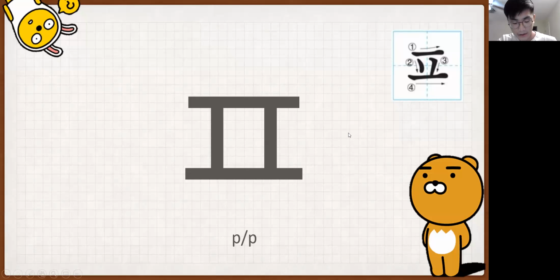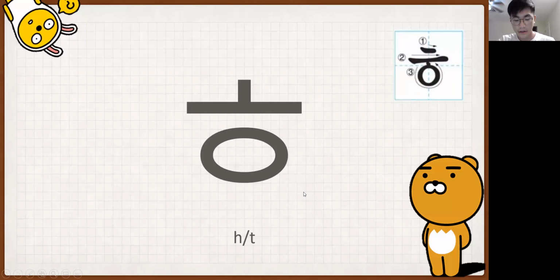All right. This is the last consonant in the Hangul alphabet. This is called hiut. So this makes kind of like the H sound. Hiut.